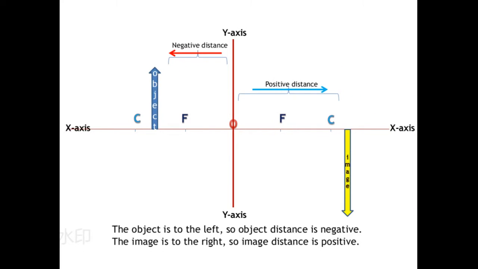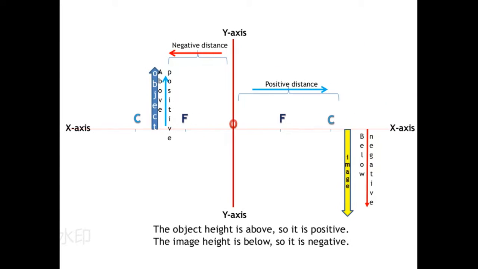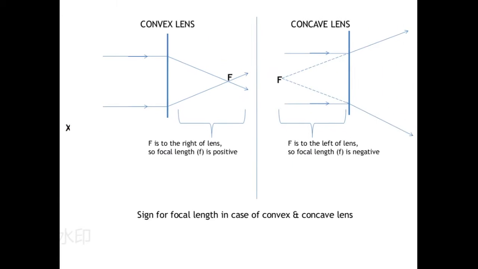The object is to the left, so object distance is negative. Object distance is always negative. The image is to the right, so image distance is positive in this case. The object height is above, so it is positive. The image height is below, so it is negative in this case.